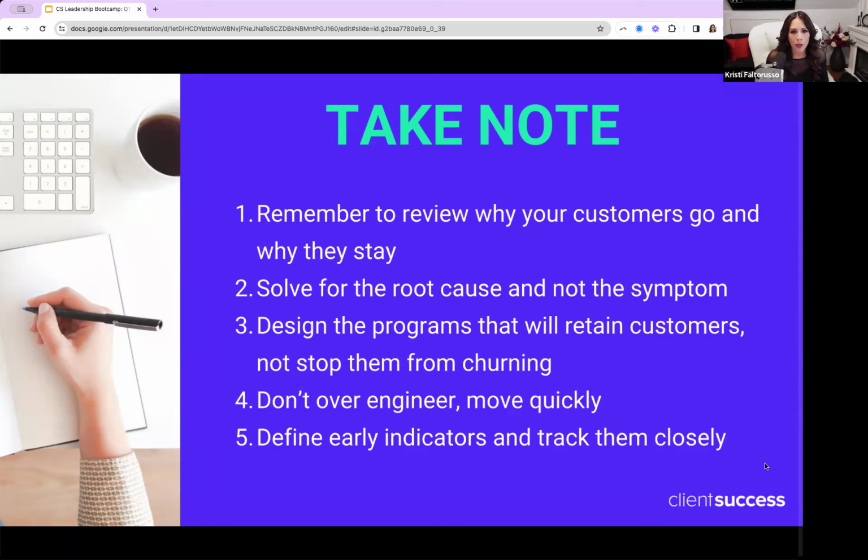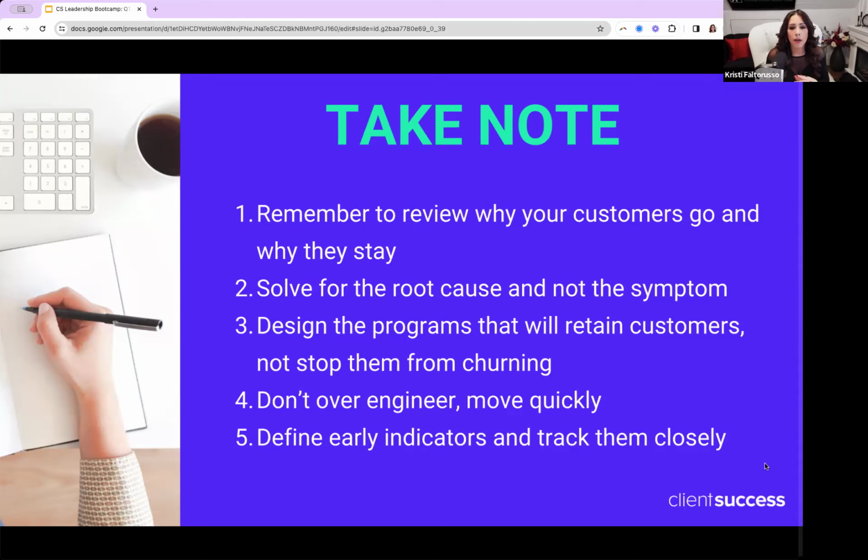Go interview your customers. After they renew, send them a survey. If they sign a multi-year contract, that means they want to stay for longer. Send them a survey, interview them, hire a third party to go and have that conversation. Collect that information, because why they stay is as critical as why they go. Solve for your root causes, not the symptoms. Guys, stop focusing on what's happening over here. Go deeper, figure out what is causing those symptoms and solve for that.